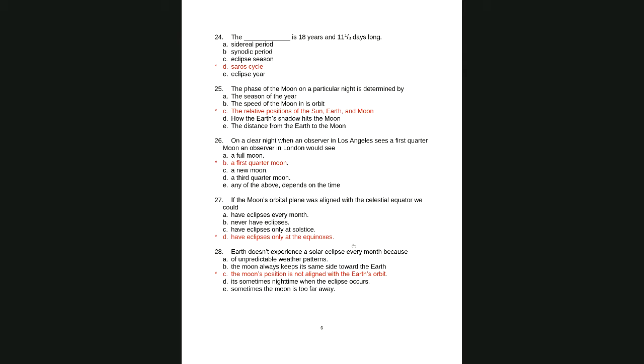So if, hypothetically speaking, the orbit of the moon is parallel, okay, to the celestial equator, then these will be the nodes. Okay. So the only times that you're going to see eclipses would be with the spring equinox or the fall equinox or autumn. 28. Earth doesn't experience a solar eclipse every month because the moon's orbit is not aligned with the Earth's orbit. And we have that 5-degree inclination.